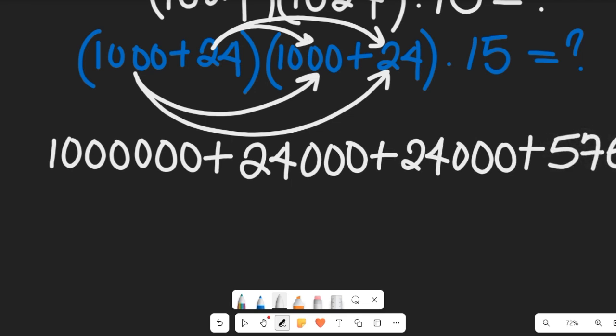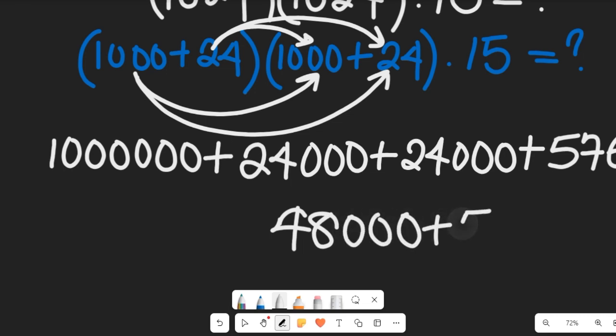576. So if I simplify this, this makes it much easier. This plus this is going to give me 48, right? 48,000 plus 576 plus 1 million.